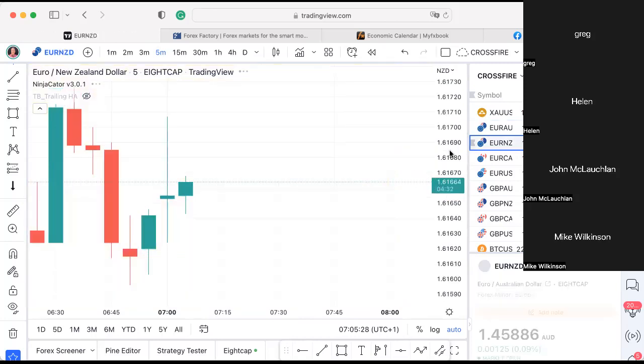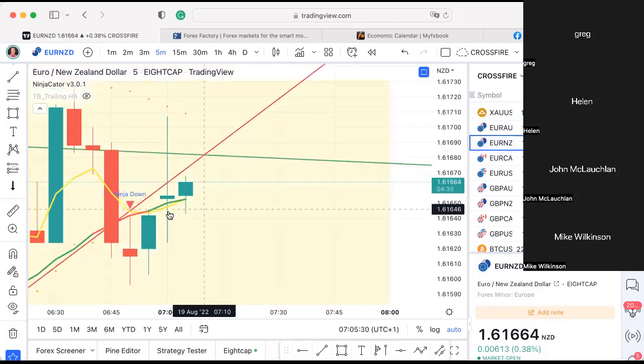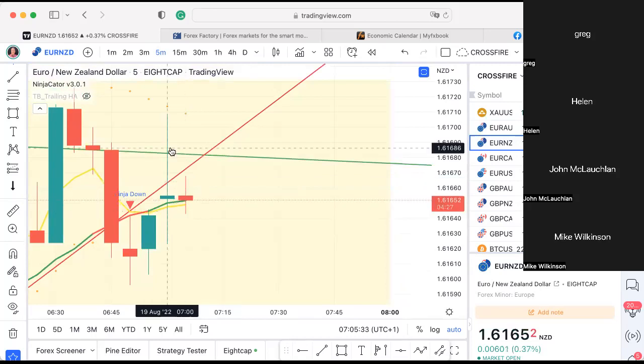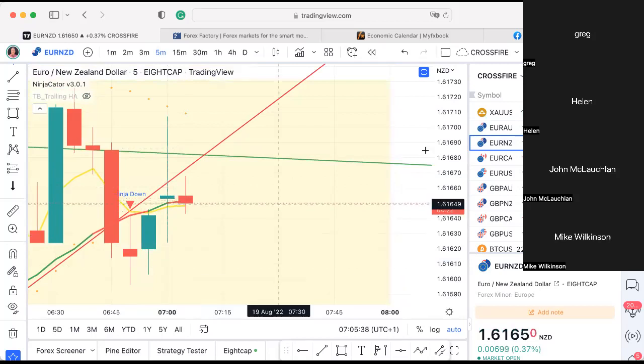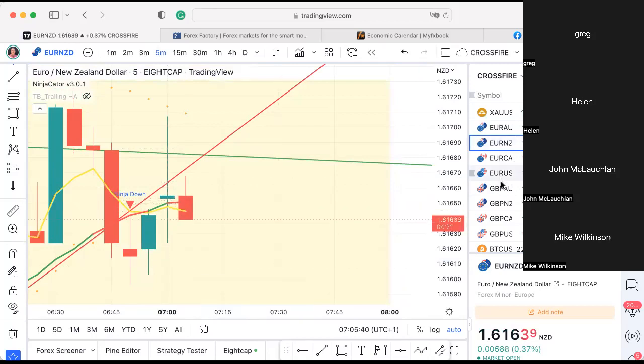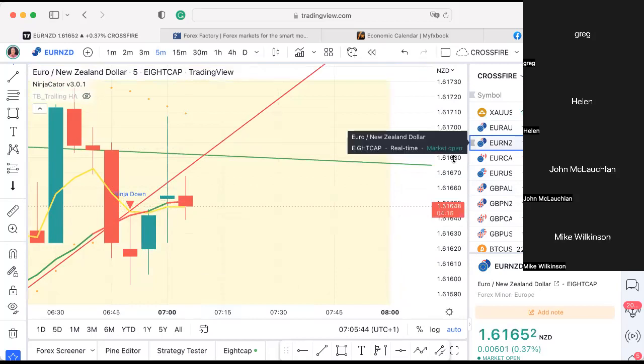EUR/NZD. See how that wicked up to take some stop losses out and wicked down to take stop losses out there. And there wasn't any Euro news or New Zealand news, was there?